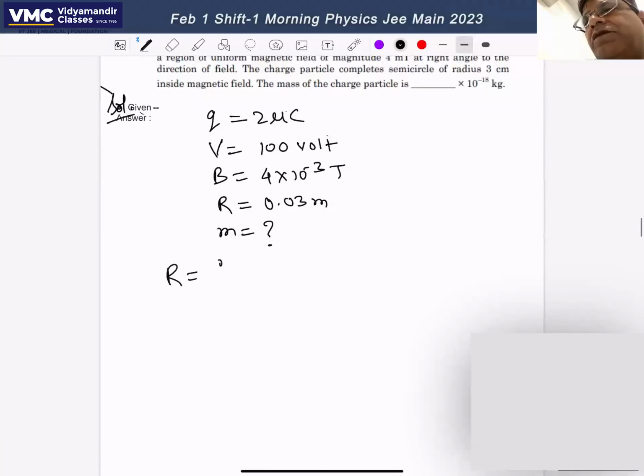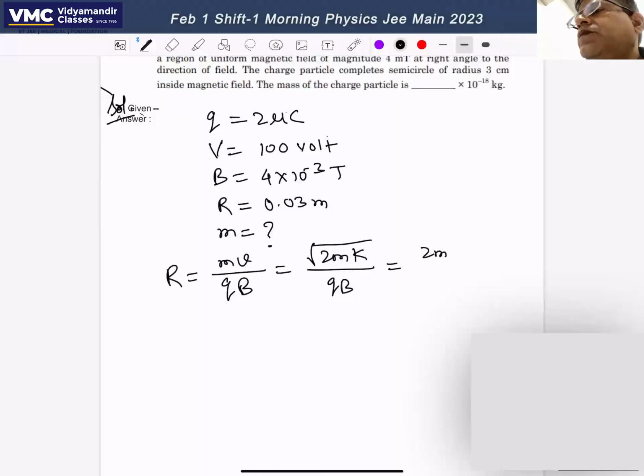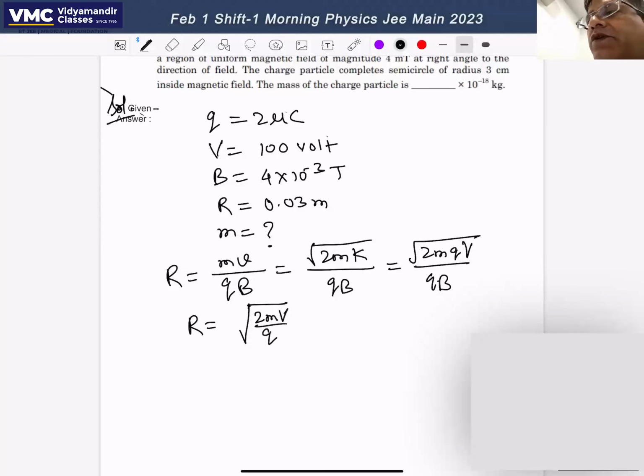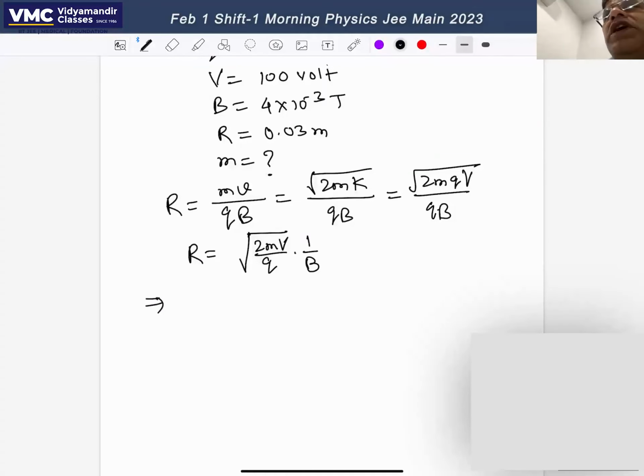So radius is given as momentum divided by QB. This momentum is under root 2mK, where K is kinetic energy, divided by QB. And this gained kinetic energy is charge into potential through which it is accelerated, divided by QB. So this radius is under root 2mV by q multiplied with 1 by B. So this B r equals this.